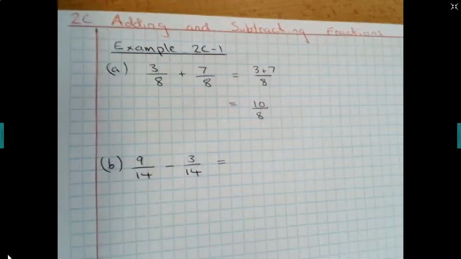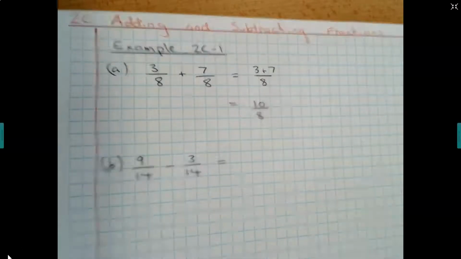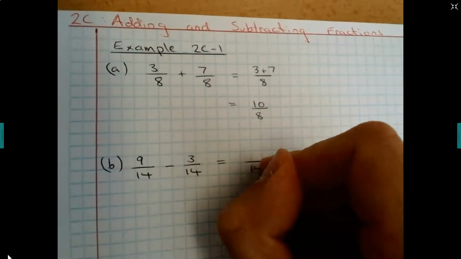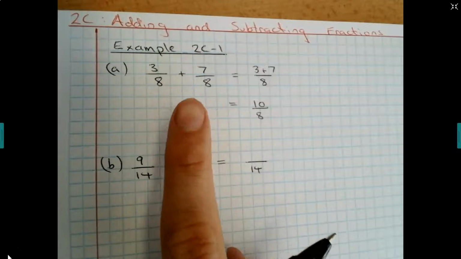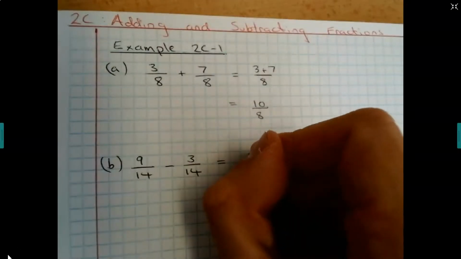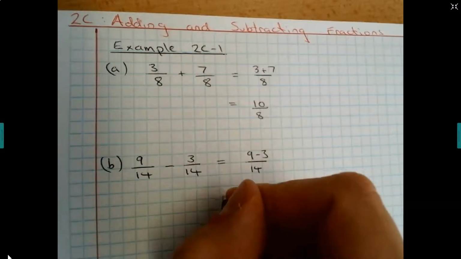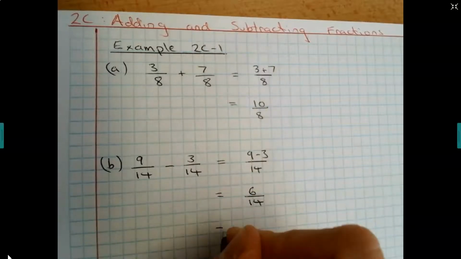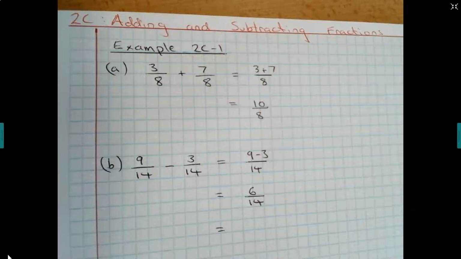Our second example, you'll notice it's just subtraction rather than addition. Same thing, they've given us a common denominator, so we don't have to work to try and find it. It's just 14, so your denominator is going to be 14. And then similarly to what we did in A, you just do the subtraction which is stated there. So you go 9 minus 3, which is 6/14.